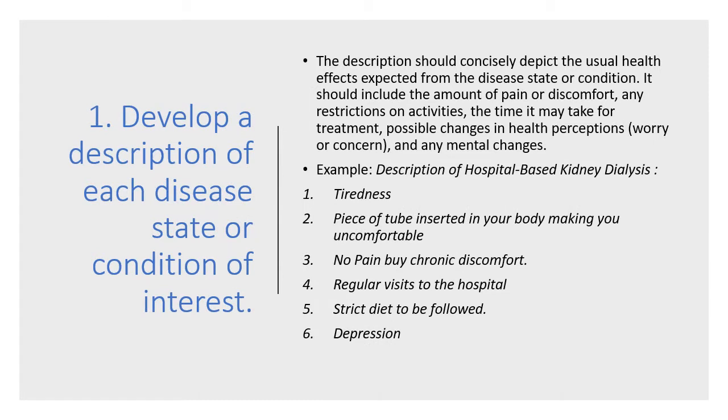So the first step is to develop a description of each disease state or condition of interest. The description should concisely depict the usual health effects expected from the disease state or condition. It can include the amount of pain or discomfort, any restrictions on activities, the time it may take for treatment, possible changes in health perceptions, and any mental changes.